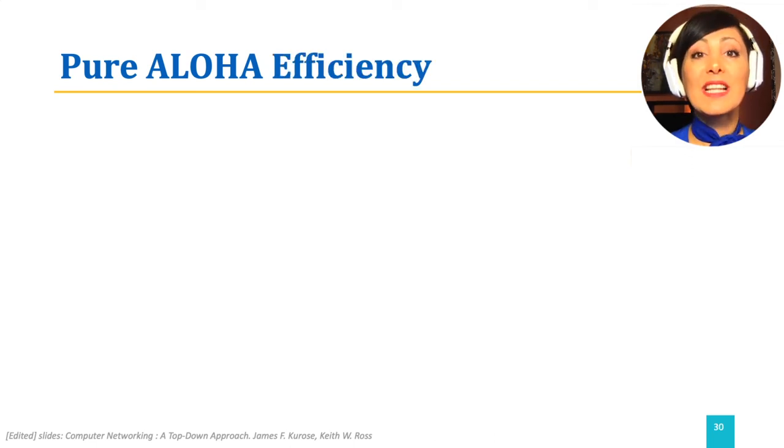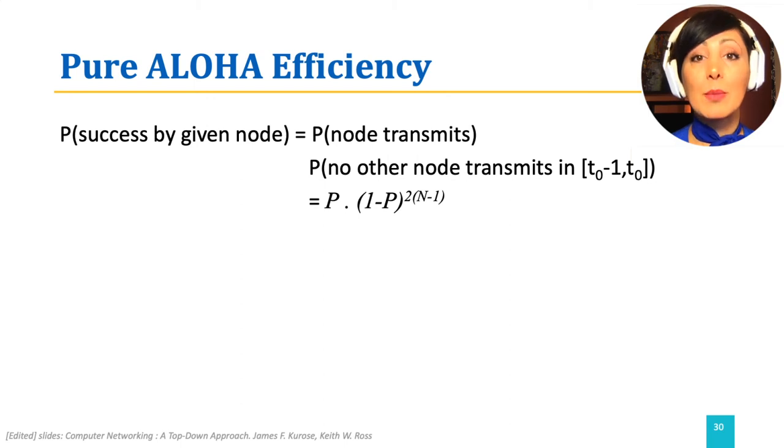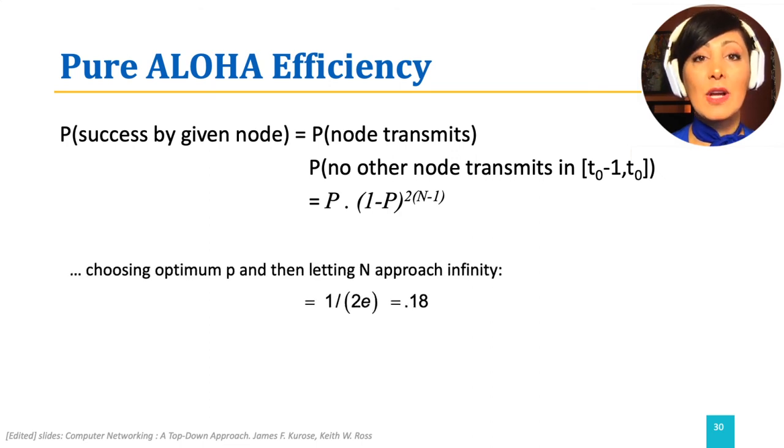Therefore, the probability of success for a given node will be the probability that it transmits at time t0 and no other node transmits in the time range t0 minus 1 to t0 plus 1, which is a time length of 2 frames. This results in probability p times (1 minus p) to the power of 2 times (n minus 1). Similar steps of finding the optimum p and finding the efficiency when n approaches infinity will yield the value of 0.18 for pure ALOHA, which is even worse than slotted ALOHA.